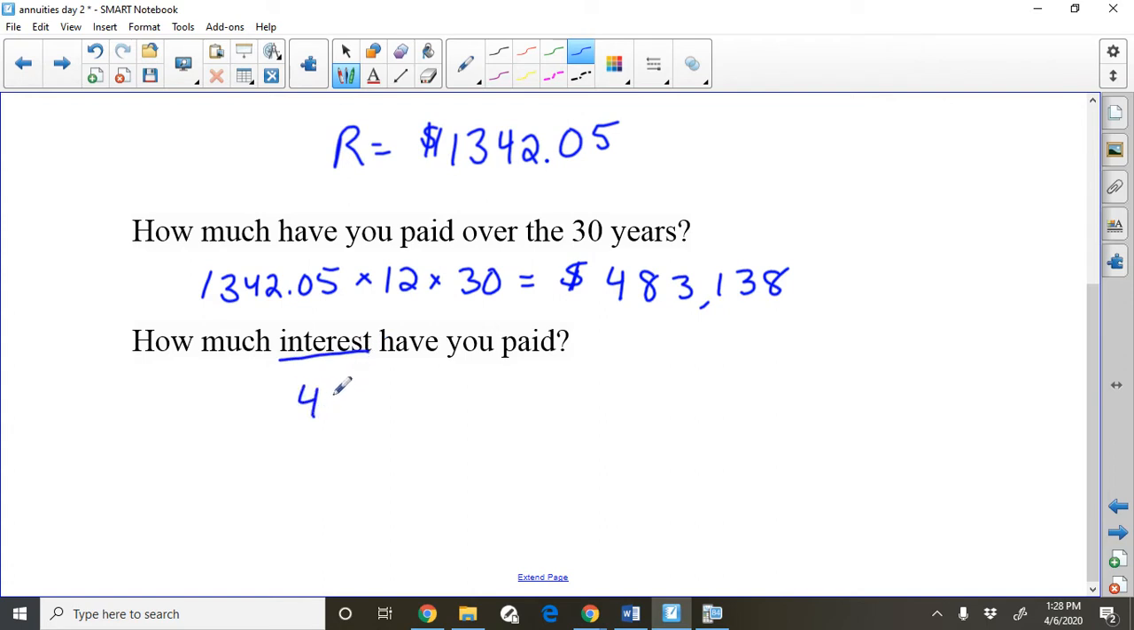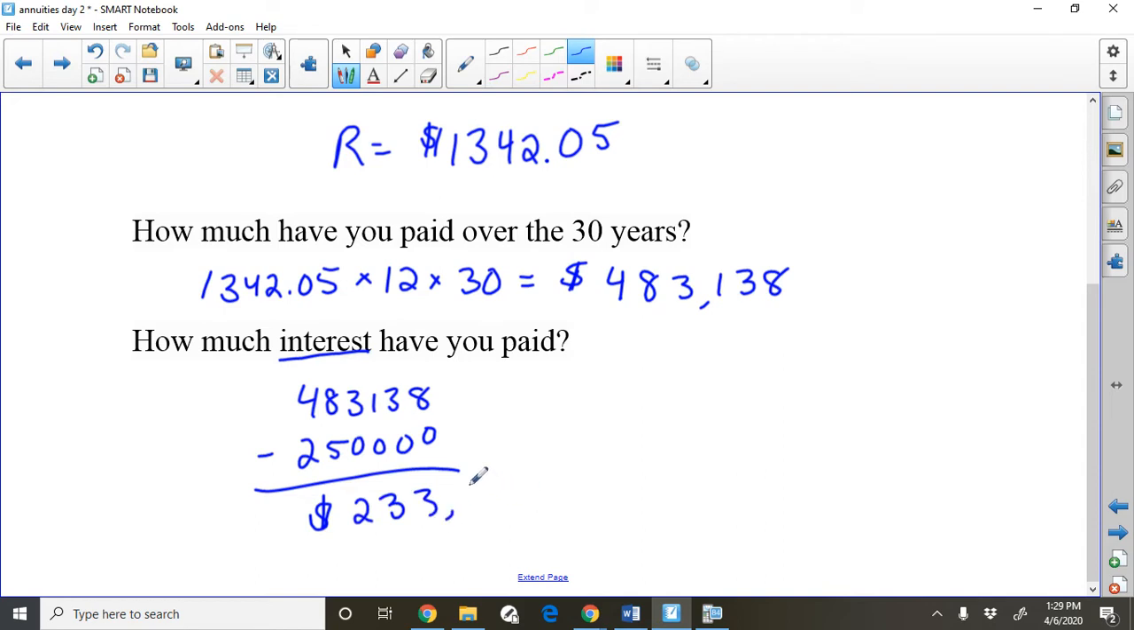So if we take the $483,138 that we paid and subtract the original purchase price of $250,000, that means we will have paid $233,138 in interest, which is almost as much as the original purchase price. When you have a mortgage, you end up paying a whole lot of money in interest. And being able to get a mortgage with a slightly lower rate can be a huge advantage. If you can afford to pay it off sooner, that can be a huge advantage.